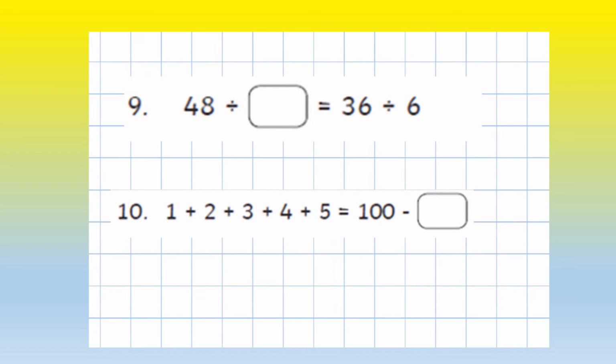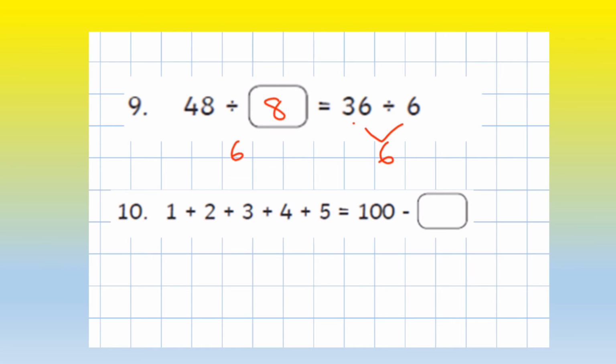Right, but 48 divided by something is the same as 36 divided by 6. Well, 36 is a square number, so 36 divided by 6 is going to equal 6. So how many 6s are in 48? That's what we've got to think about. So what do we divide 48 by to leave us with 6? Well, 8. Okay, 48 divided by 8 also leaves us with 6. So that balances our sum both sides.